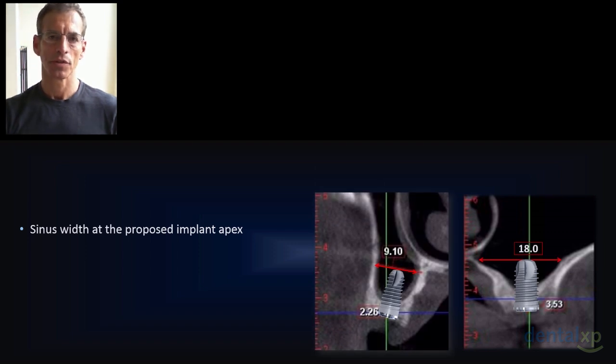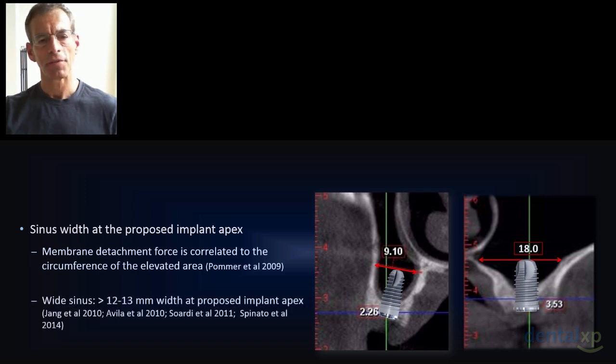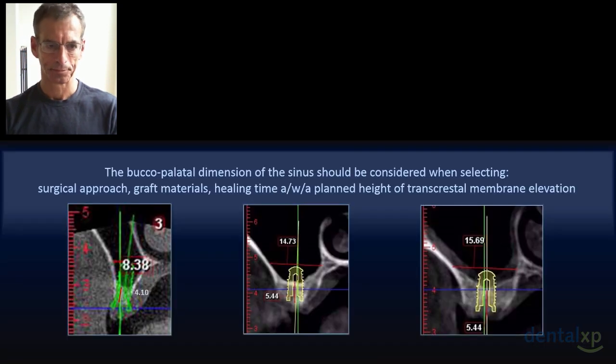Please also consider the width of the sinus at the proposed implant apex. And why is this important? That's because membrane detachment force is correlated to the circumference of the elevated area. It's going to take more force to elevate the membrane 4 millimeters in an 18 millimeter wide sinus than it will in a 9 millimeter wide sinus. More force, greater risk of membrane perforation. I'll define a wide sinus as one that is 12 to 13 millimeters in width at the proposed implant apex.